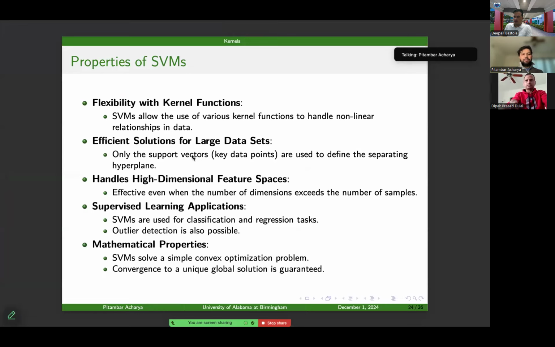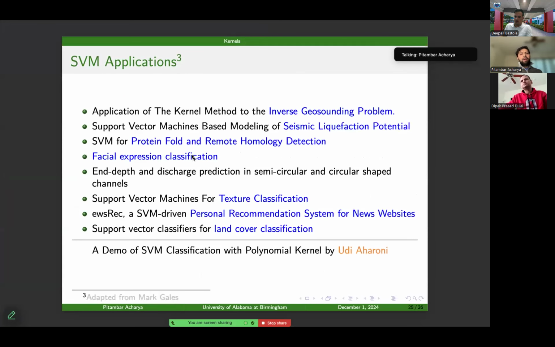The mathematical property is fascinating. People use a simple convex optimization problem, they use the Lagrangian function to optimize it, and convergence to a unique global solution is guaranteed. So there are a lot of applications of support vector machine.